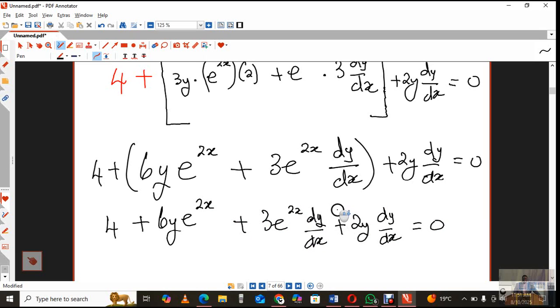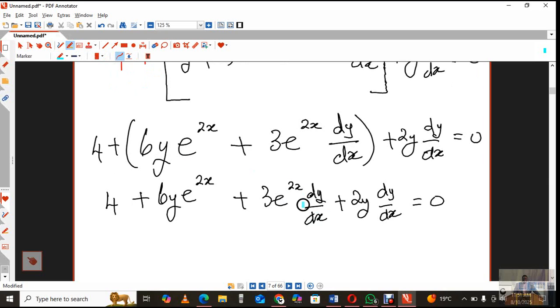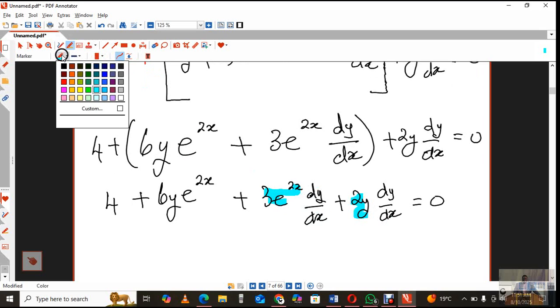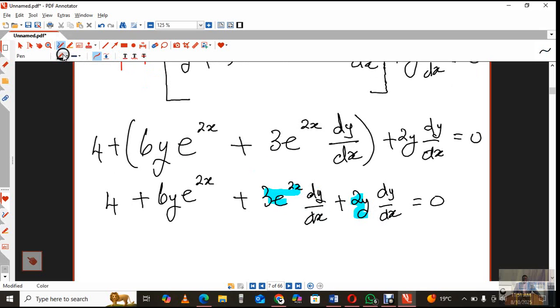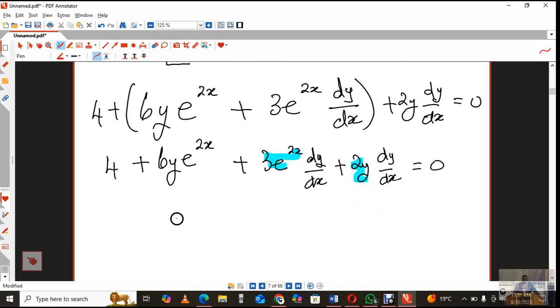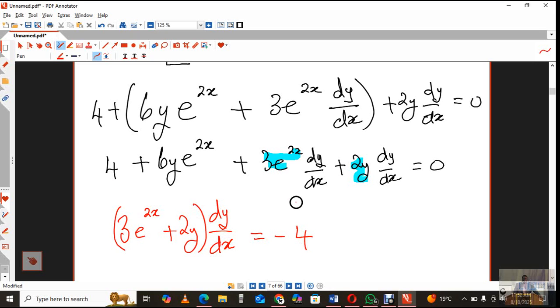So we take out the common factor: we have 3e to the 2x plus 2y, and obviously this one has dy dx to it. Then we're going to move everything over the equal sign. That 4 is going to be negative, and the 6y e raised to the 2x power is also going to be negative.